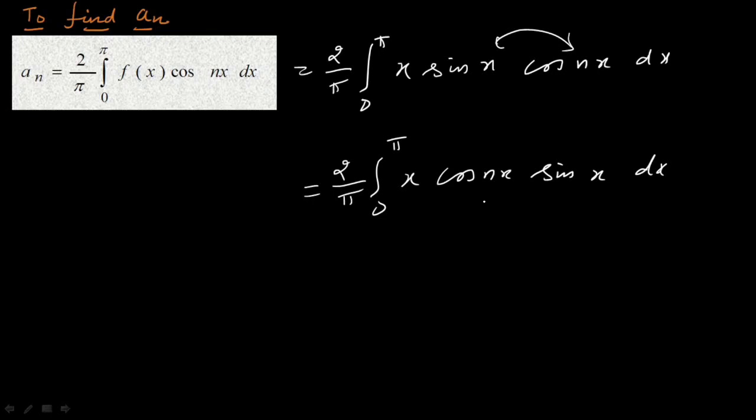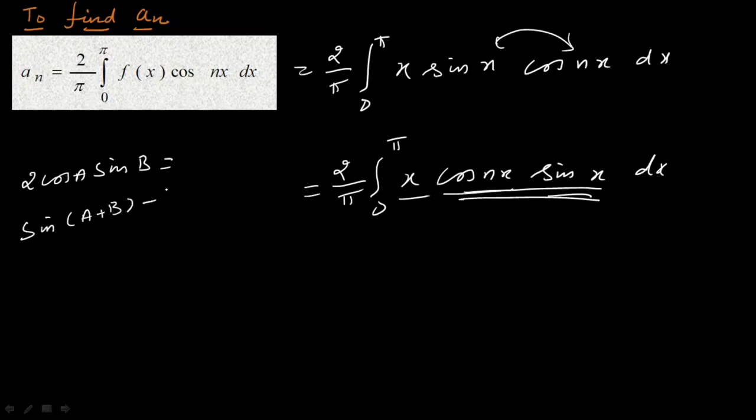So this is of the form, look at here, x cos n x sin x. Here a product of three functions is there, so we don't have any formula to evaluate this integral directly. For that, we have to make use of the trigonometric formulas that we know already. Combine these two. This is of the form cos A sin B. You know the formula for 2 cos A sin B. What is the formula for 2 cos A sin B? That is equal to sin of A plus B minus sin of A minus B.